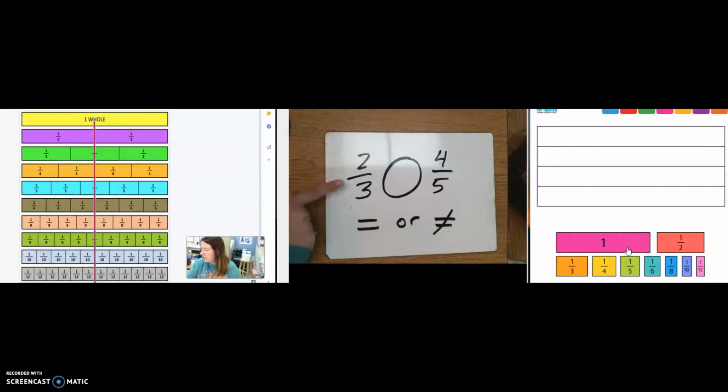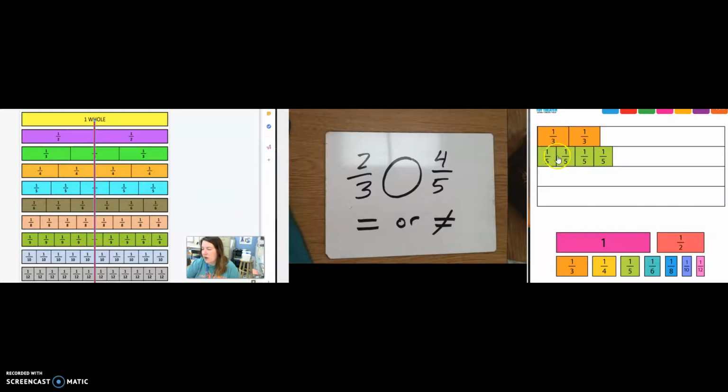All right, I need 2/3. So I need 2 of the 1/3 pieces. So that's 1/3, that's 2/3. And now I need the 4/5 pieces. And we need to put it right underneath. So I'm going to put 4/5 underneath. 1/5, 2/5, 3/5. There's 4/5. And you can tell that the bottom one is larger than the top one. So these two are not equivalent.